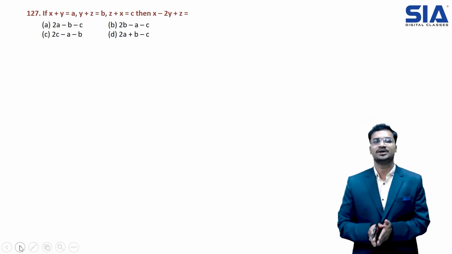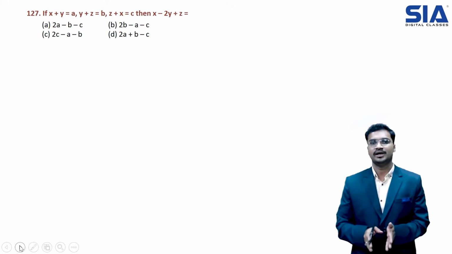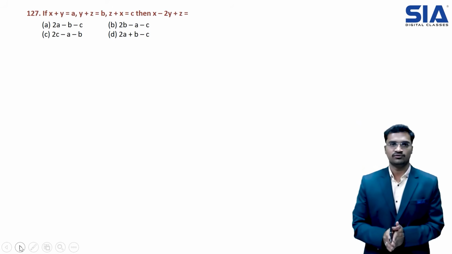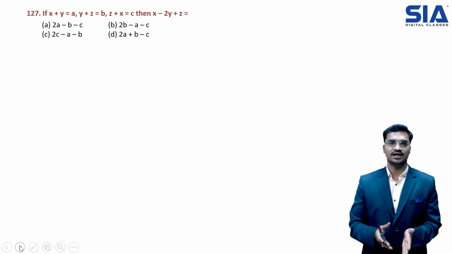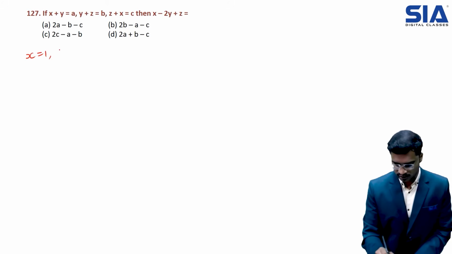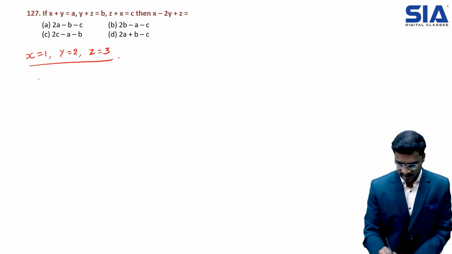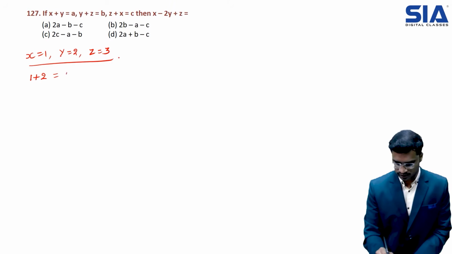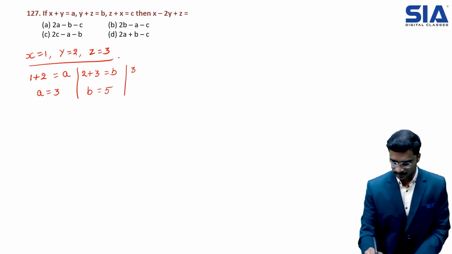Now coming to the next question, which is if x plus y is equals to a, y plus z is equals to b, and z plus x is equals to c, then what is x minus 2y plus z? So for this type of questions, we can take any values of x, y and z. So let us take x is equals to 1, y is equals to 2 and z is equals to 3 to avoid a little bit of confusion. So if x plus y is equals to a, x is 1 and y is 2, so 1 plus 2 is equals to a, then the value of a is 3. In the same way, 2 plus 3 is equals to b, then the value of b is what? 5. In the same way, 3 plus 1 is equals to c, then the value of c is 4.